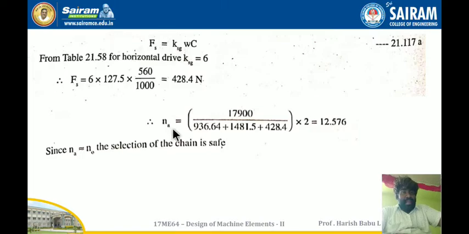Therefore NA will be equal to 70,900 divided by the values, multiplied by the number of strands, that is 2. So I'm going to get 12.576. Since NA is greater than N0, the selection of the chain is the safer one.